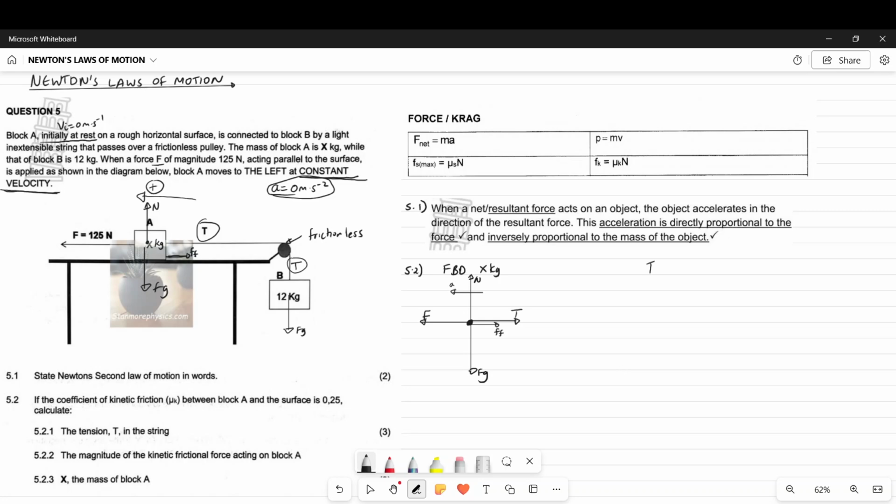Now you're going to draw a free body diagram for the 12 kg block.